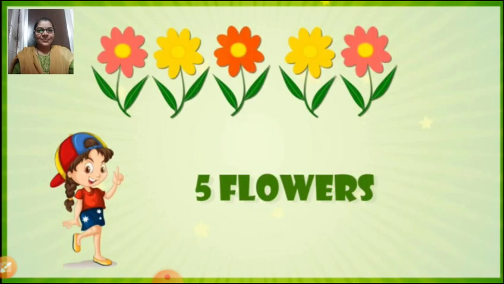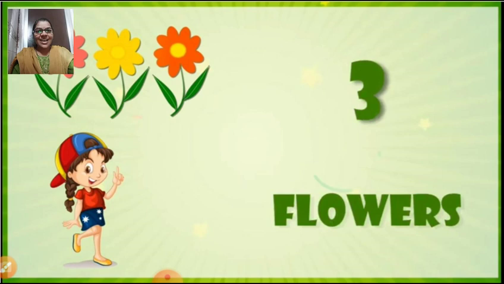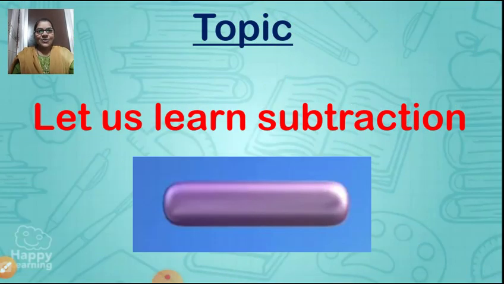Now look at here. Yes, here we can see total 5 flowers. And children, this girl took 3 and then how many are remaining there with the boy? Yes, 2 flowers. Okay children, so today we are going to learn, let us learn subtraction.